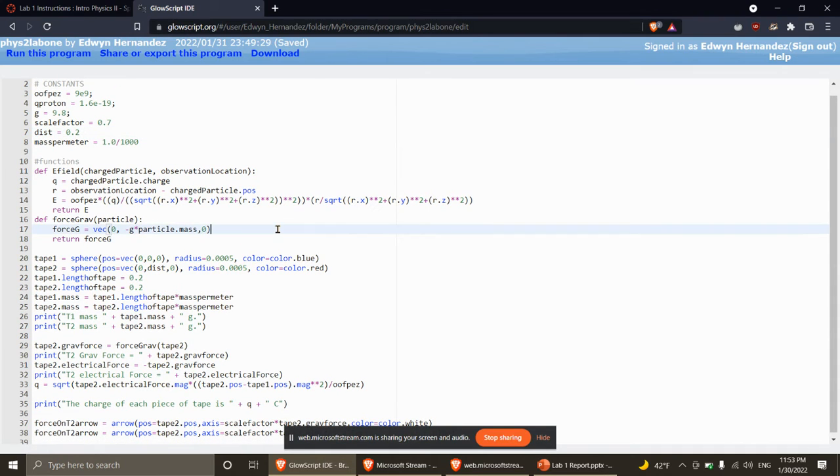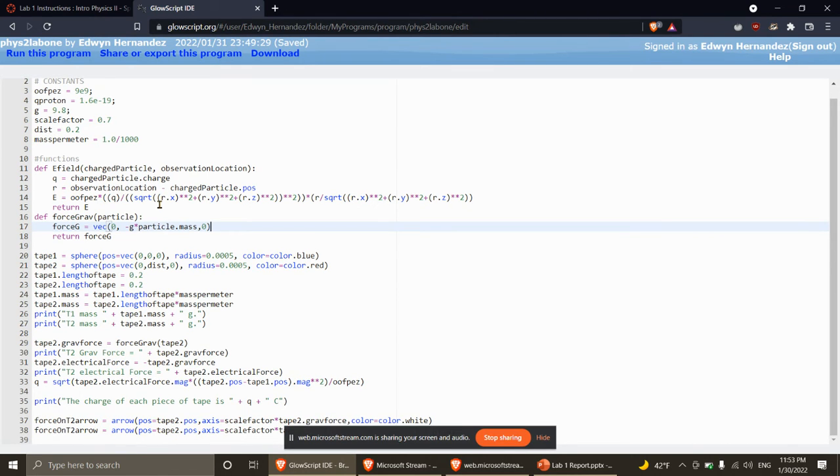These are my functions. Q is the charged particle. Then this R is the observation location in comparison to the charged particle's position. E is the equation for finding the electric field pertaining to the charged particle position, and there is the force of gravity. I find the force of gravity using just g, which is 9.8, times the mass of the particle.